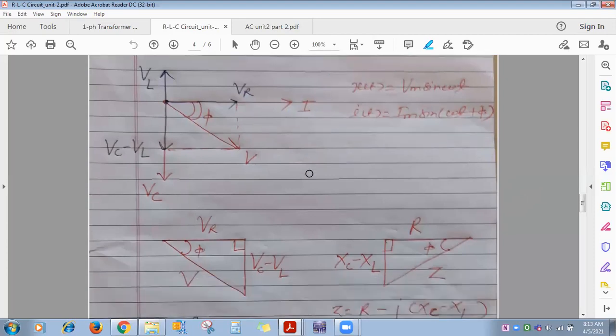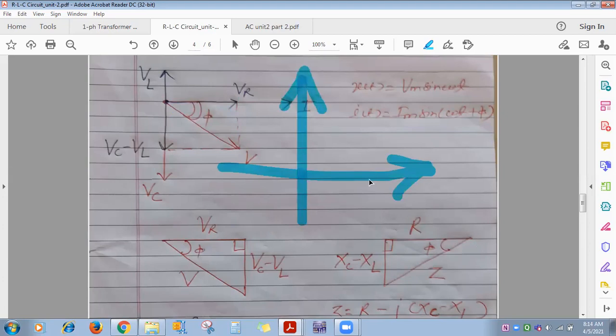You can draw now the voltage triangle. It will be like this, isn't it? See here, VR, VC minus VL. Divide every side of the voltage triangle by current, you will get the impedance triangle. So along this you will get resistance, along this you will get XC minus XL, and along this you will get Z. Now compare it with the S plane.